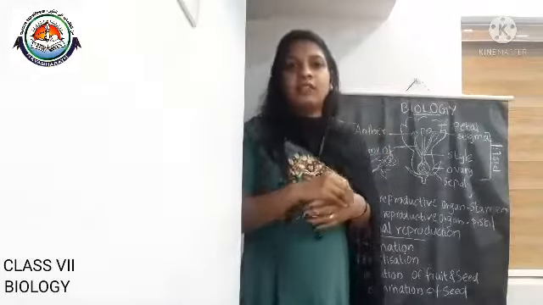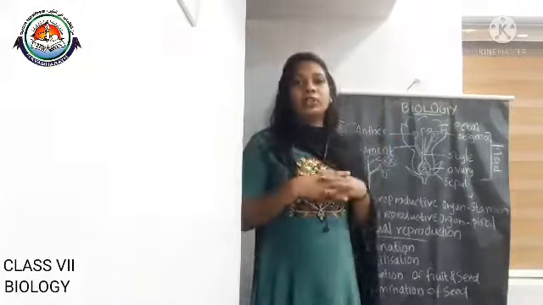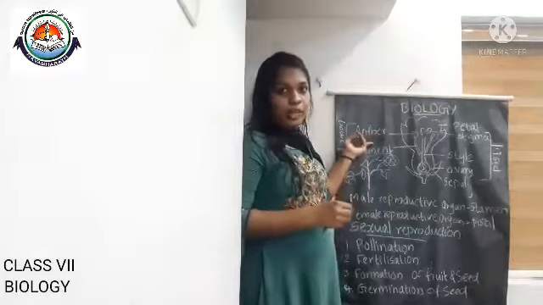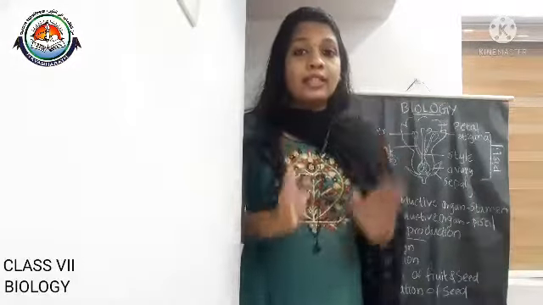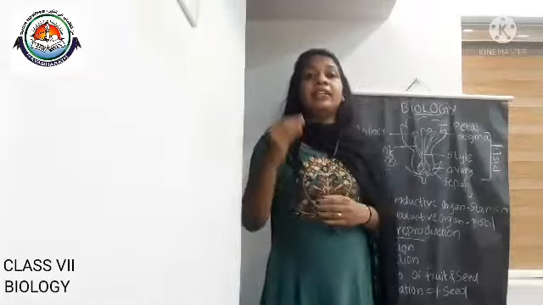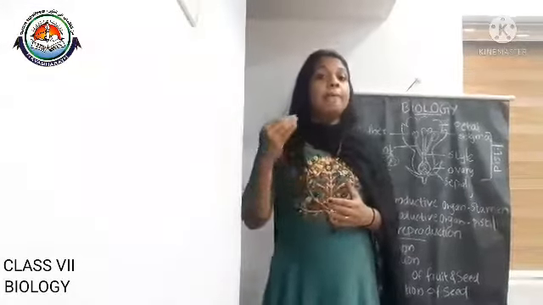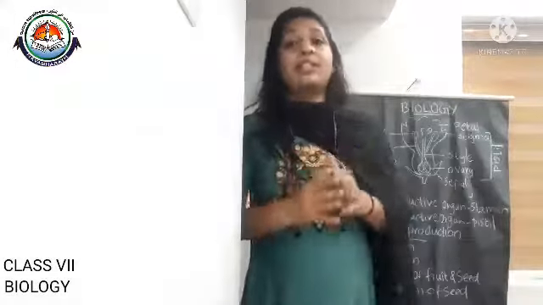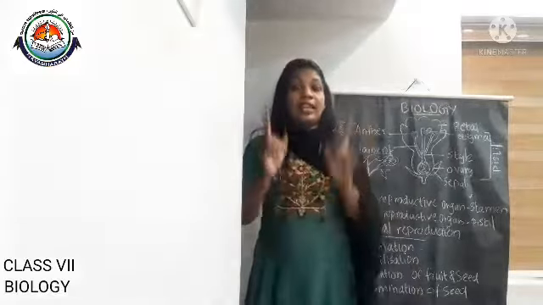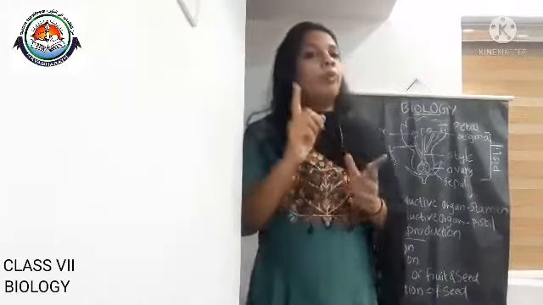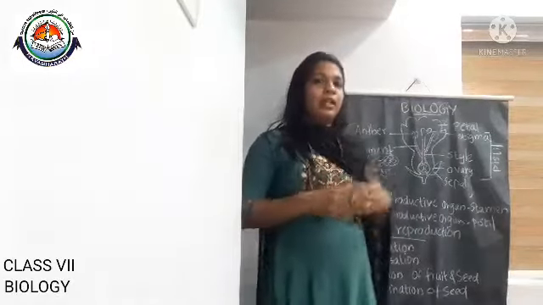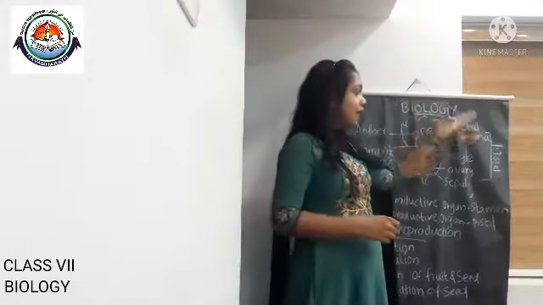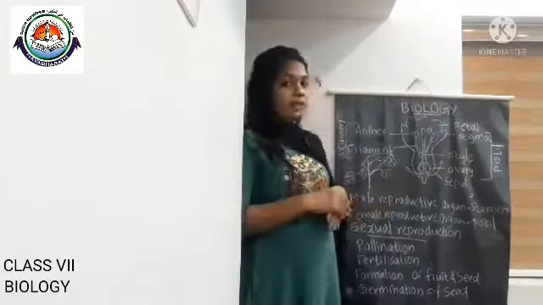The yellow colored powder in a flower is called pollen grain and it is present inside the anther. The pollen grain contains the male gamete. We know that male and female gametes are involved in sexual reproduction. So the male gamete is carried by the pollen grain. Clear? And coming to the female reproductive part, we know that the style, stigma and ovary are present.